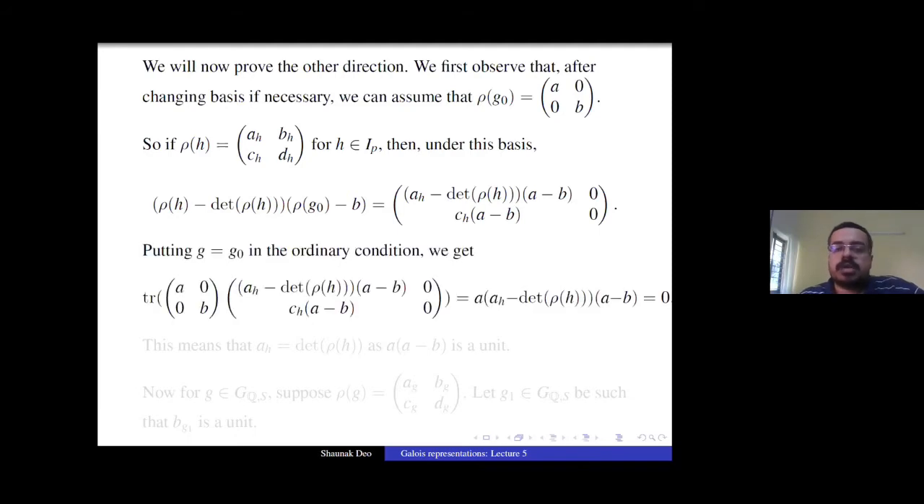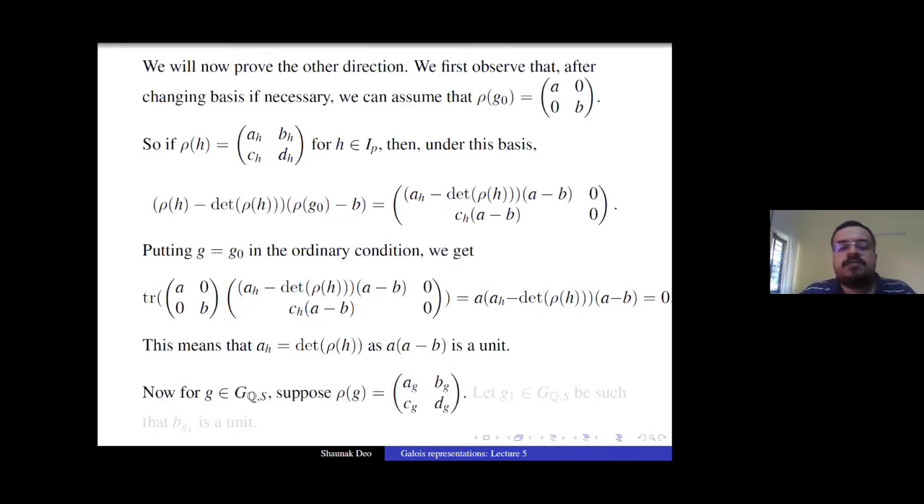Okay, so you put G equal to G naught in the ordinary condition. That means that the trace of this matrix times rho of G naught is 0. So the product of this matrix and this matrix has trace 0. Actually, I could have just put identity. That would have been easier. But anyway, the trace of the product is A times AH minus determinant rho of H times A minus B. But A and B are the roots of the characteristic polynomial of rho G naught. So A minus B is a unit because they are not congruent modulo the maximal ideal, but they're distinct. That's our assumption. So this means that AH is determinant of rho of H, because A times A minus B is a unit.